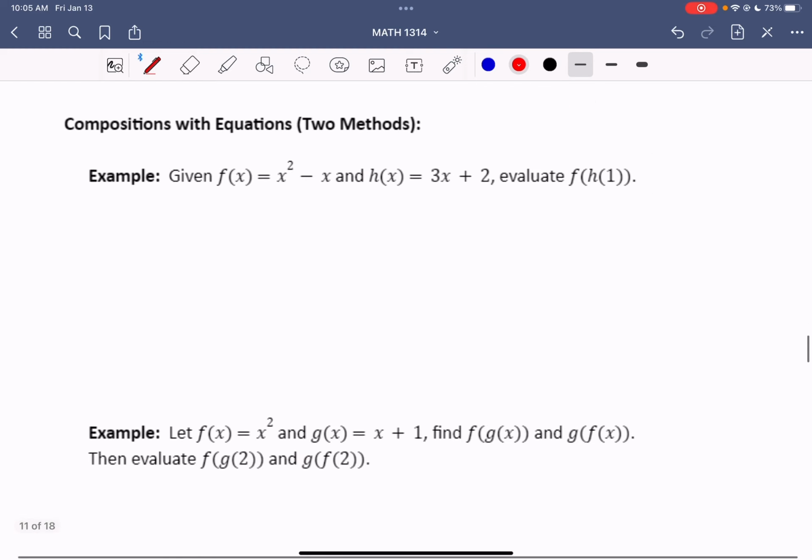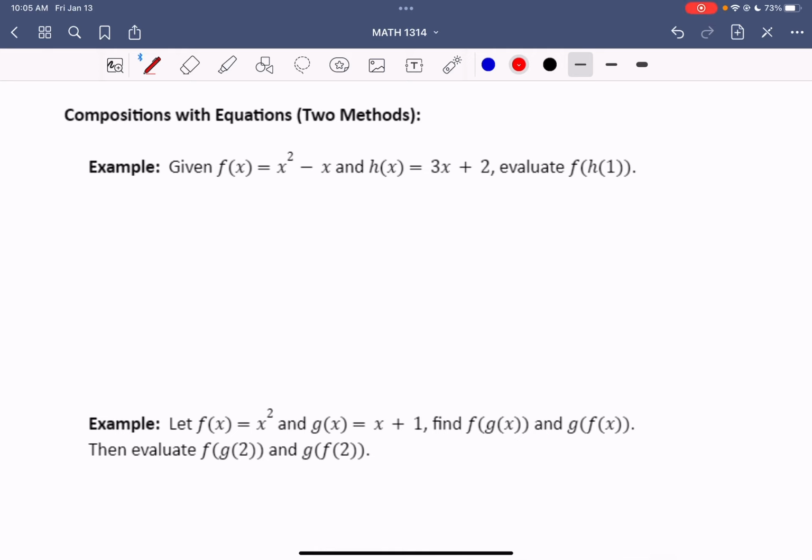The next part is what we're going to do a little bit more of, and we're going to be working with equations. And there's two methods that we can approach this. The first method is using notation like we saw before with our table, where we're evaluating a certain value. And so what we're going to do is we're going to kind of follow those steps like we were doing on the table. First thing we're going to do is we're going to find this inner part.